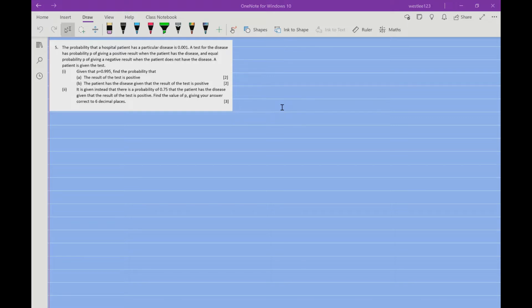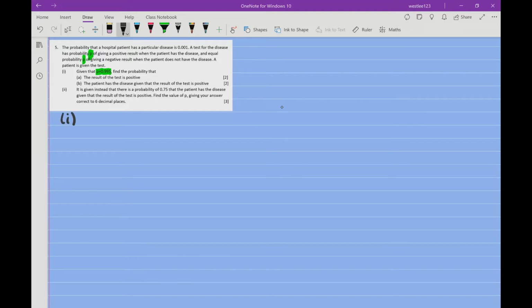So the probability that a hospital patient has a particular disease is 0.001. A test for the disease has probability P of giving a positive result when the patient has the disease, and equal probability of P of giving a negative result when the patient does not have the disease. Given that P is 0.995, find the probability that the result is positive. So this is actually one of the easier questions in this paper.